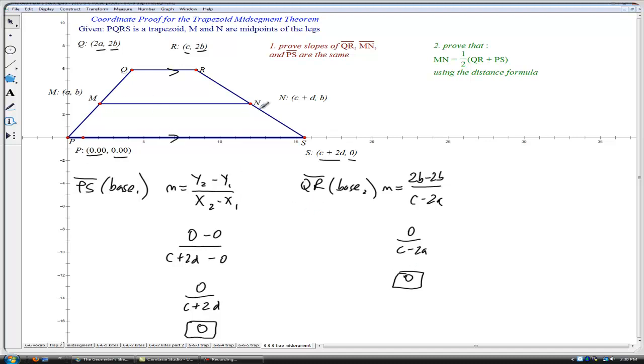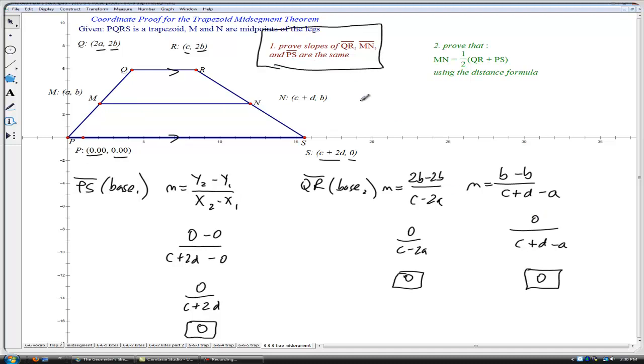And now we will find the slope of our midsegment. Again, our denominator is the difference in x values, and we do get a positive measure because distance is always positive in geometry. Our numerator is 0. Again, we have a 0 slope, so we've just proven the first part of our midsegment theorem, which is that the midsegment is parallel to the two bases.